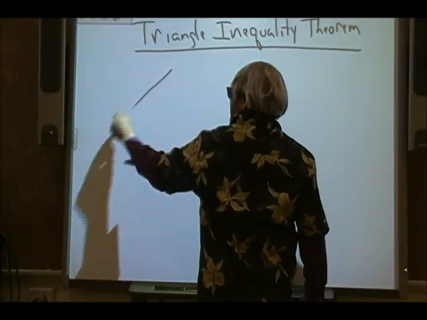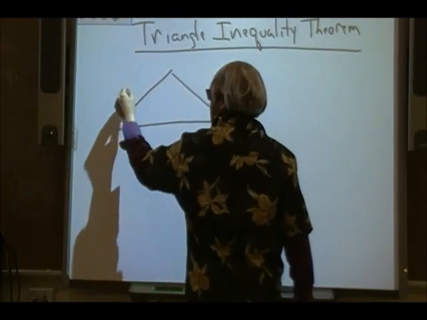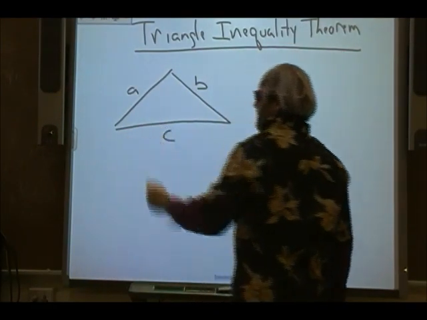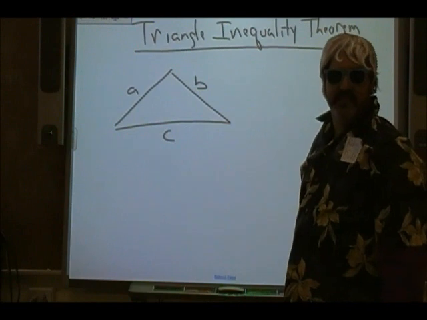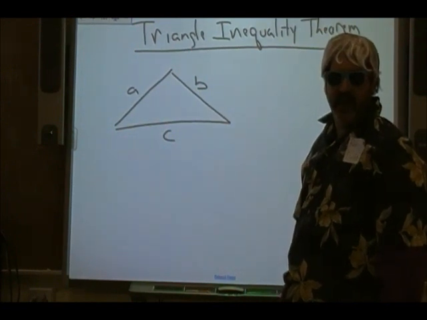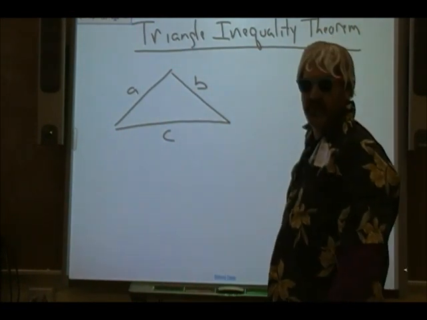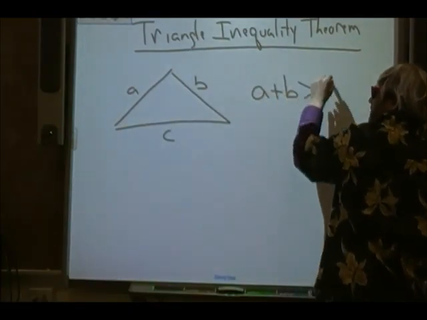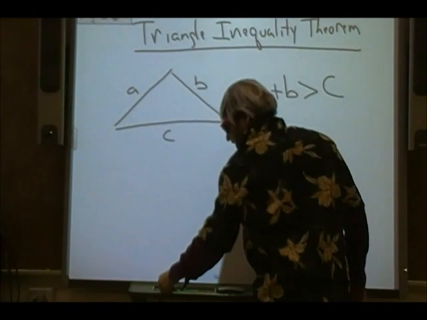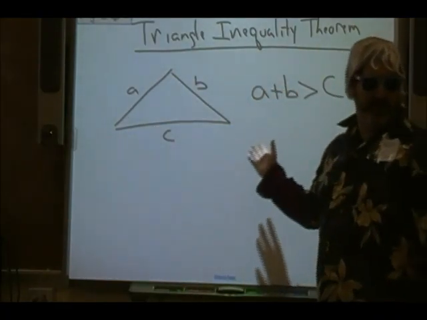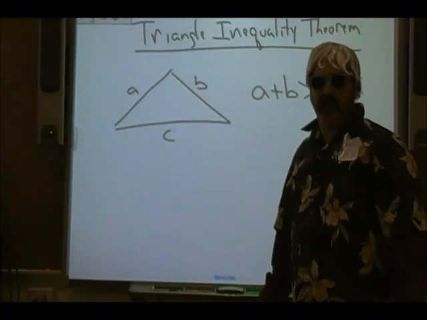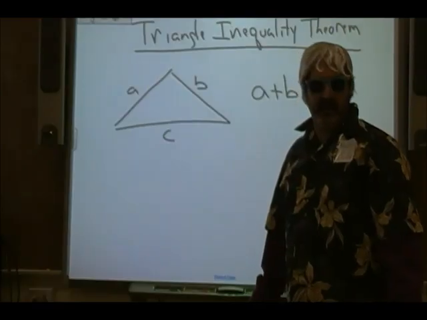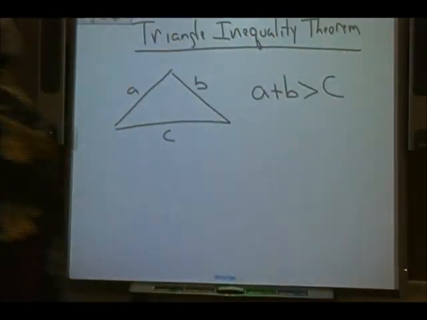It's very simple. It says if C is the larger side of the triangle, then the two smaller sides must be bigger than the larger side. The two smaller sides must be bigger than the larger side. I'll give you an example.